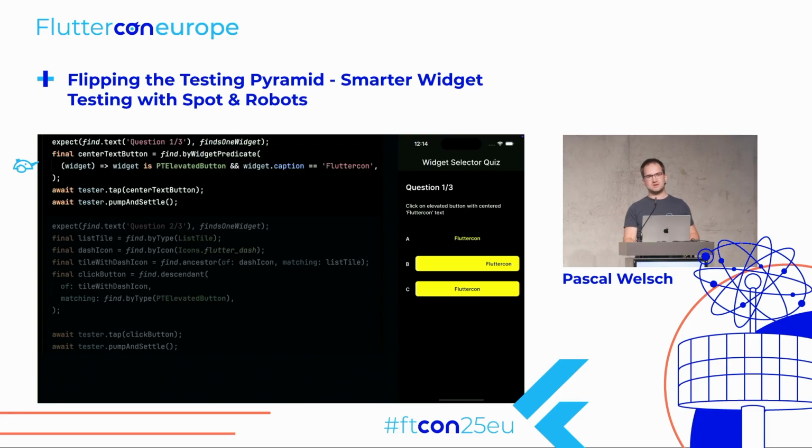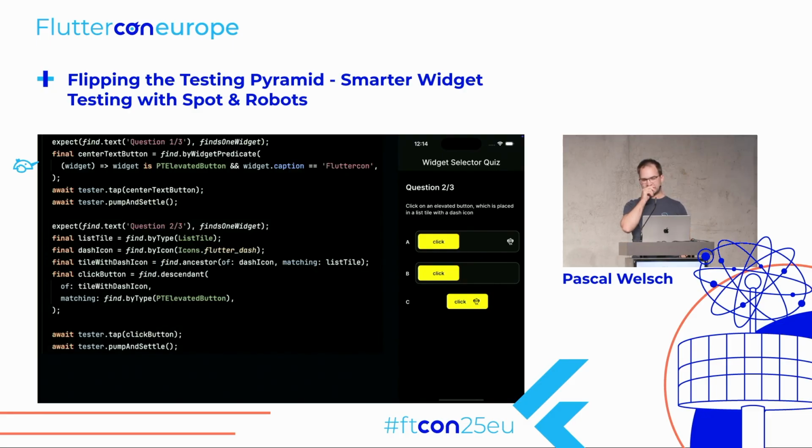You have to look at the widget implementation, and then you see which one is actually centered. It's when you set the caption. Okay, we found that. Then we solve the next question. It's a bit more challenging. This time we use a lot of the Finder API with find.ancestor and find.descendant to basically build a query about these list tiles with the button and the dash inside. So here we have to check the A and click the button of that.